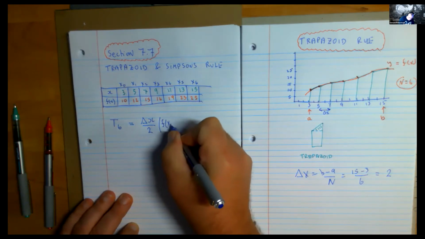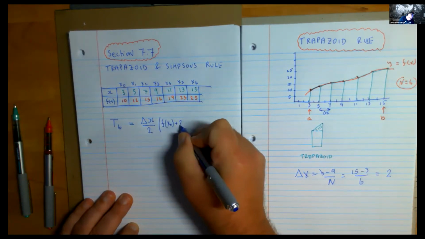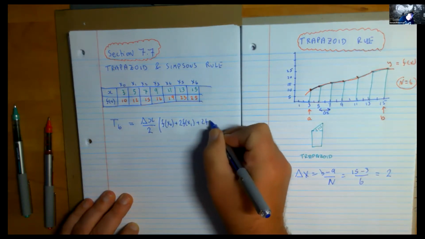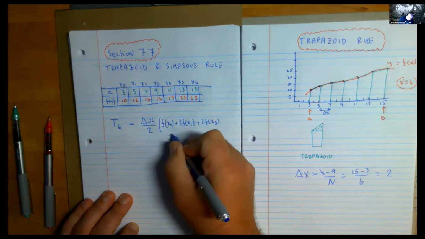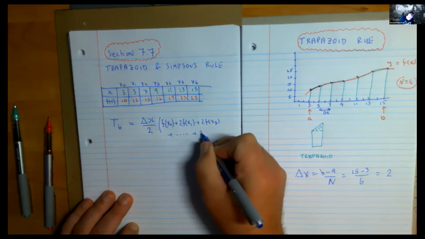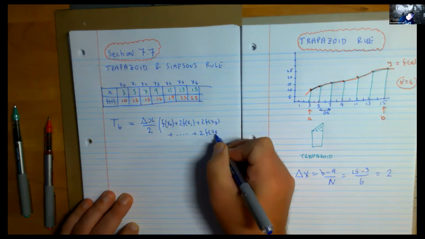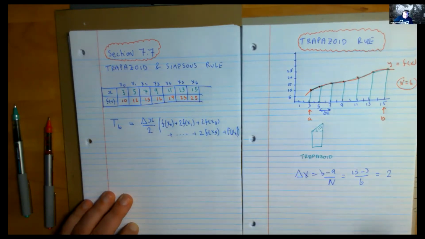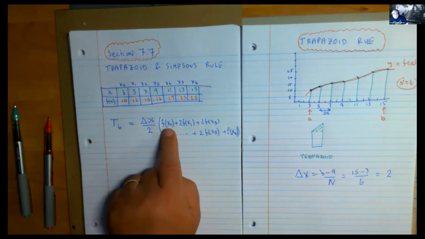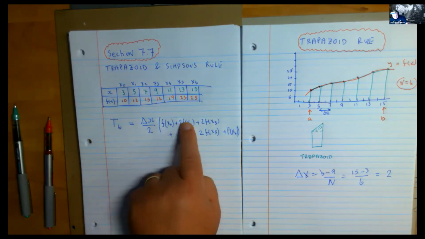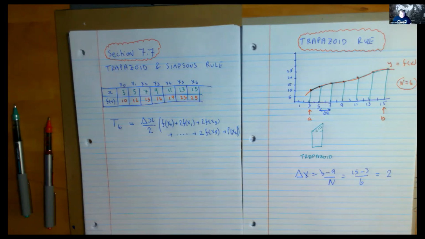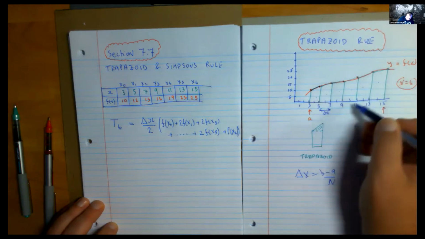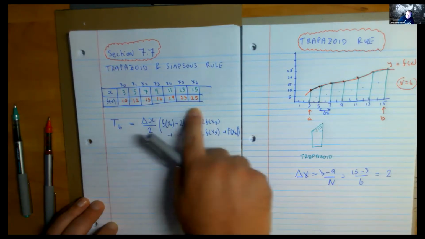The value of the function f naught, and then 2 of everybody in the middle, and then you finish with only one version of the last one. So it's very often called the 1, 2, 2 rule: 1, 2 of everybody in the middle, 1 at the end. So if you want to find the area of all these little trapezoids and add them up, this formula will do it for you.